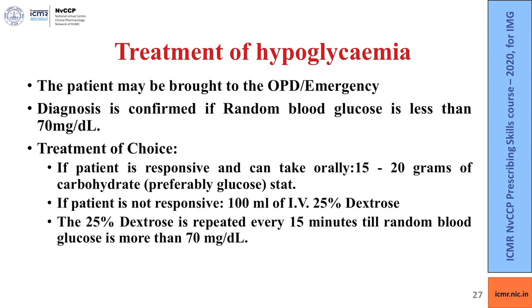Once a patient has been diagnosed with hypoglycemia, how do we treat it? More often than not, a patient may be brought to the outpatient department or the emergency. Diagnosis is confirmed if random blood glucose is less than 70 mg%. If the patient is responsive and can take orally, administer 15 to 20 grams of carbohydrate, preferably glucose, stat. If the patient is not responsive, administer 100 mg of 25% dextrose intravenously. The 25% dextrose is to be repeated every 15 minutes till random blood glucose is more than 70 mg%.